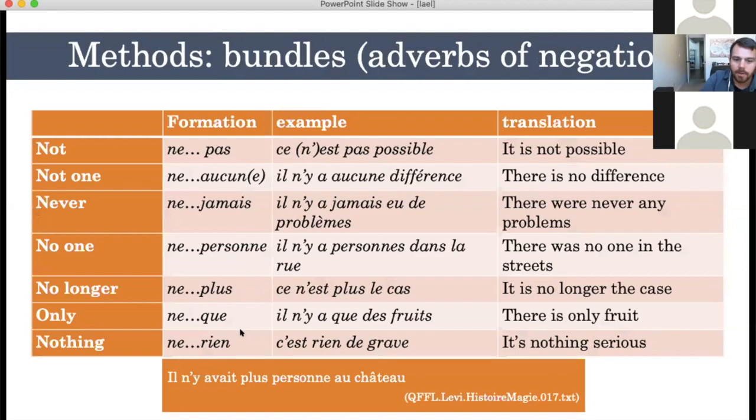And it's also possible to stack these. And so we have "Il n'y avait plus personne au château," which is from the Histoire de la Magie, and it means there's no longer anyone in the castle. So we can stack these on top of each other as well, which is why the manual searches were really revealing to see what was happening and how often it was happening.